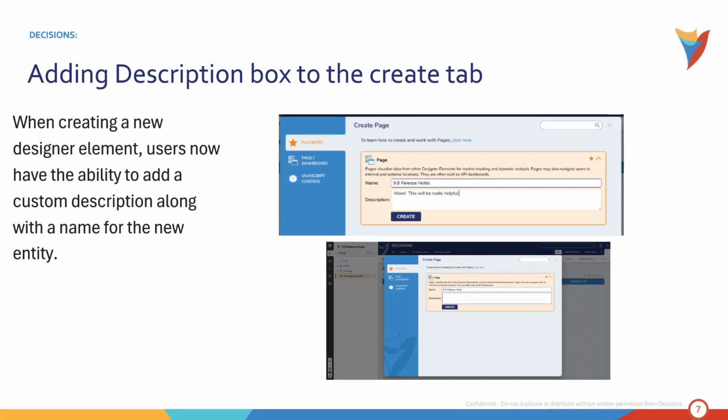Another noticeable enhancement will come when creating elements in Decisions 9.8. You'll be prompted to add a description. This is optional, but recommended. In previous versions of Decisions, you would have to navigate to Info to add a description. Now you can add it at creation to keep yourself more organized.